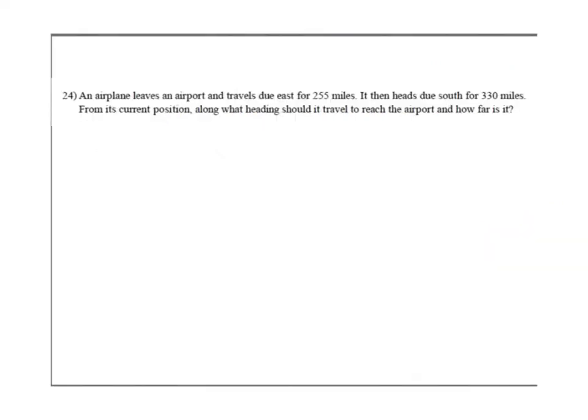Okay, number 24. An airplane leaves an airport and travels due east for 255 miles. It then heads due south for 330 miles. From its current position, along what heading should it travel to reach the airport, and how far is it? Okay, so I have an airport, and my plane, here's my airport, is going to travel due east for 255 miles.